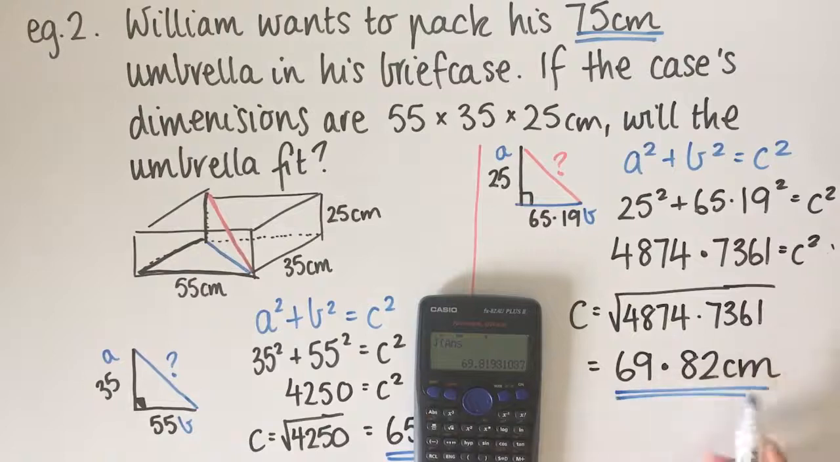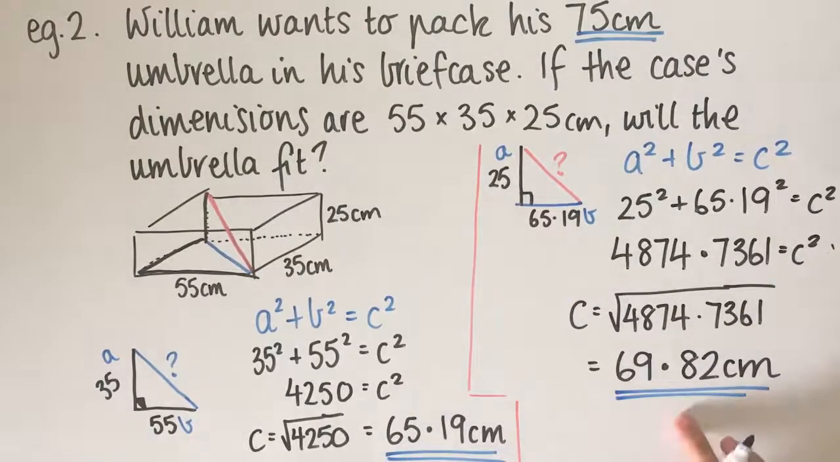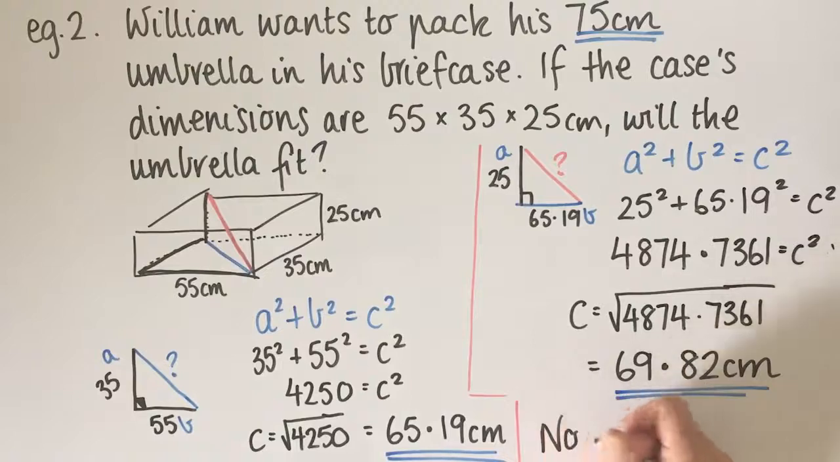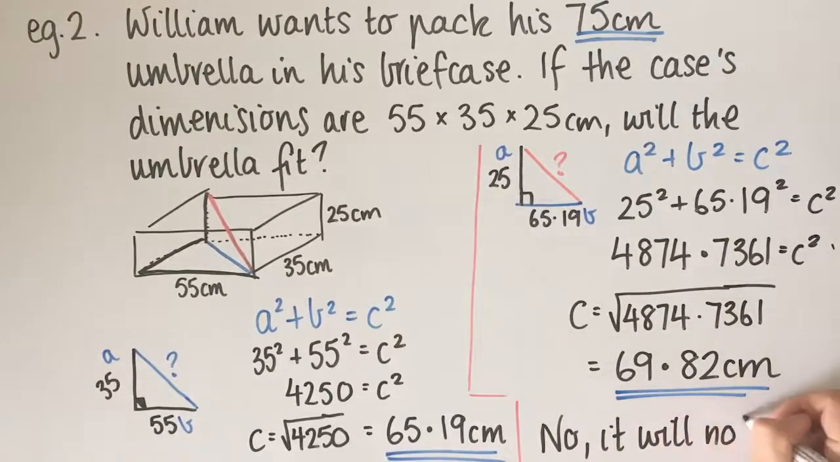So you can see that the diagonal is longer than the blue across the base, but however, it's still not long enough to fit his umbrella. So what we have to say is no, it will not fit in the briefcase. I don't think you can see that, but what I've written is no, it will not fit. So that's how we can prove whether his umbrella fits or not.